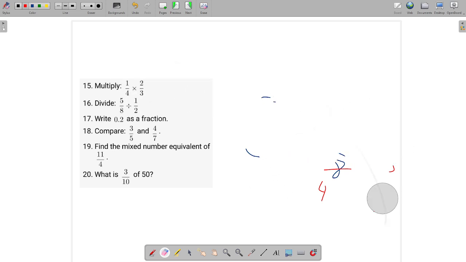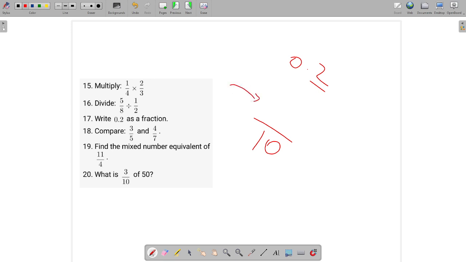The question is saying write 0.2 as a fraction. I told you how to do this method. I write the sign of the fraction. First of all, I need to decide how many zeros I have at the bottom. So I have 1 decimal place. It means that I will add only 0. And I know that the denominator will be the value of 10. And then I need to write the value in the numerator.